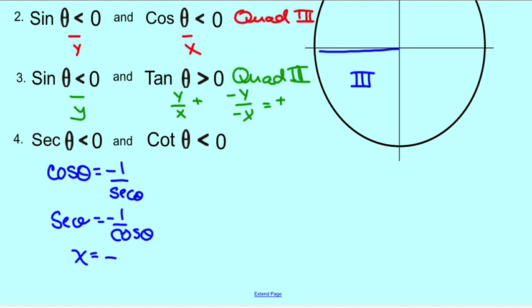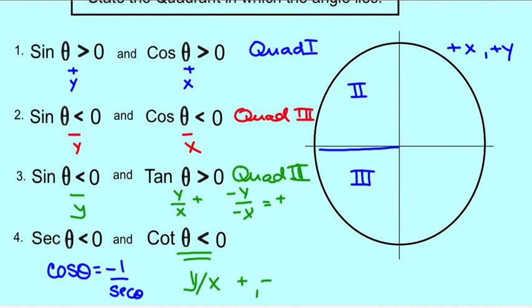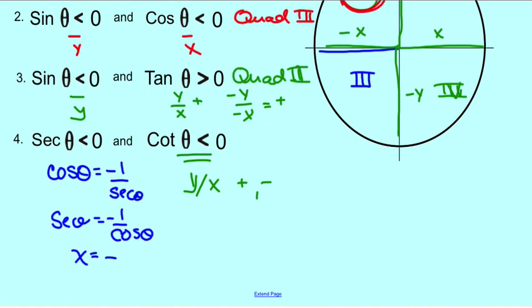All right, now with this piece, the cotangent is negative. So that means your y and your x, one of them has to be positive and one has to be negative. So when is that true? That's true when this is positive y, this is negative x, so that would be quadrant 2, or positive x, negative y in quadrant 4. So which one happens in both cases? Quadrant 2. So our answer here is quadrant 2.